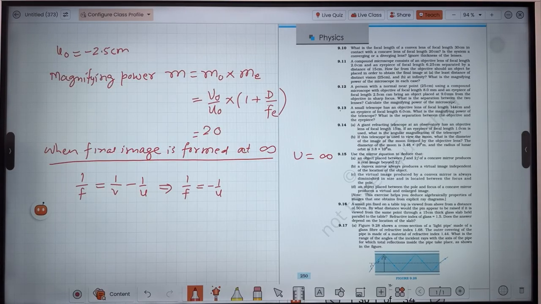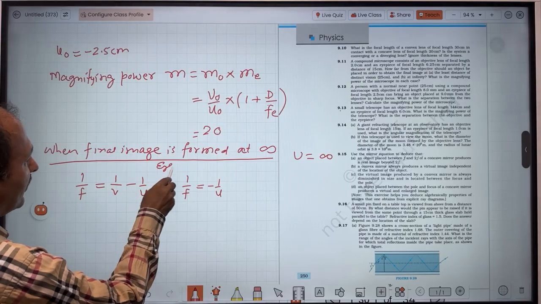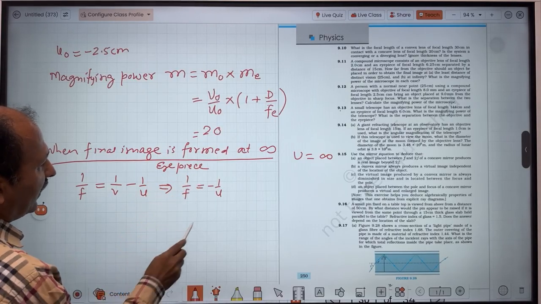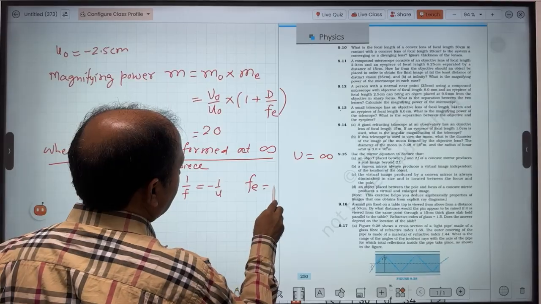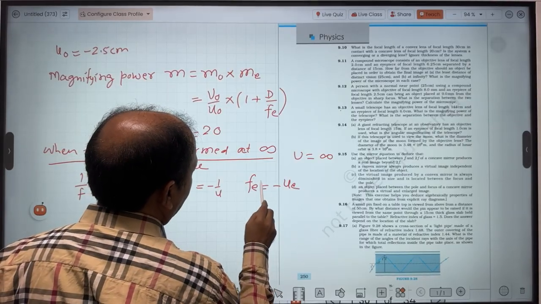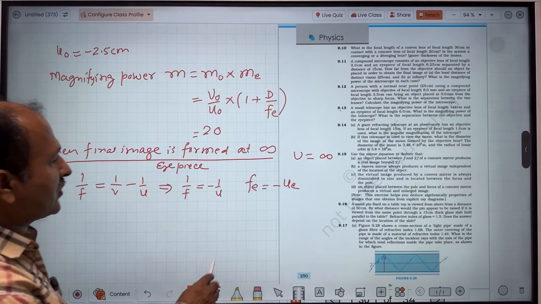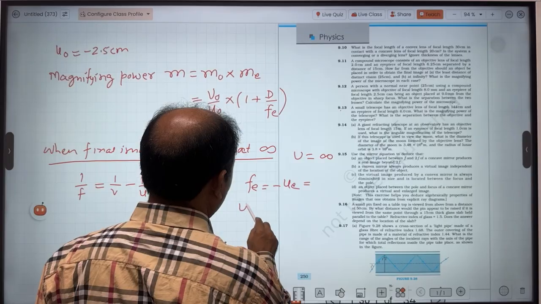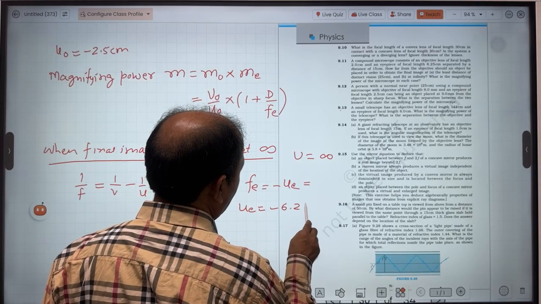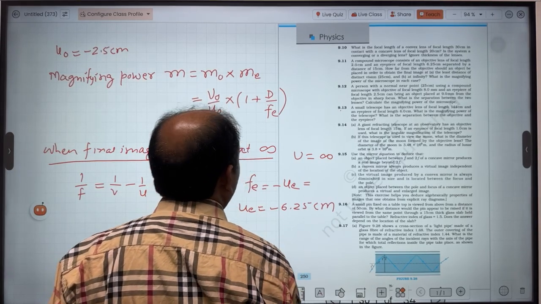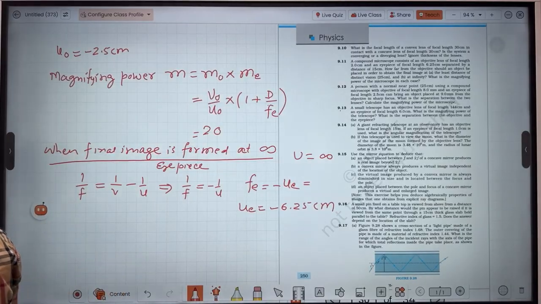So from here we get, if we are considering it for eyepiece, we can say FE is negative of UE, right? So we can get the value of UE as minus 6.25 centimeter. So UE equal to minus 6.25 centimeter. So up to here thing is very clear. Now separation is given as 15 centimeter.